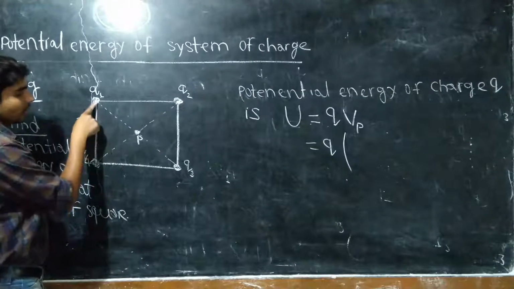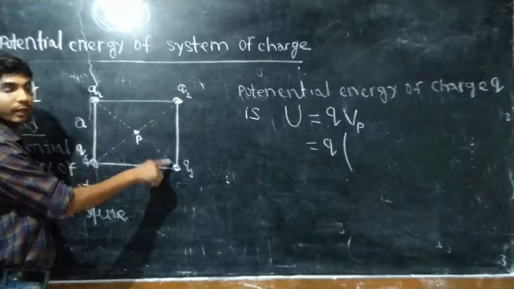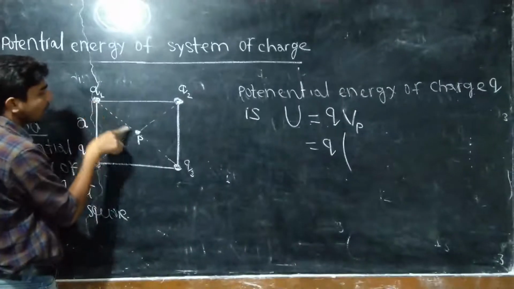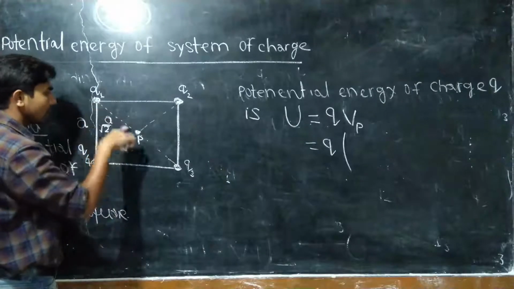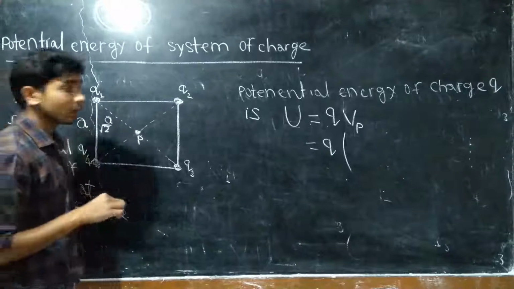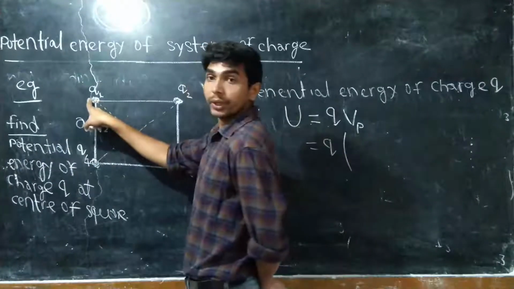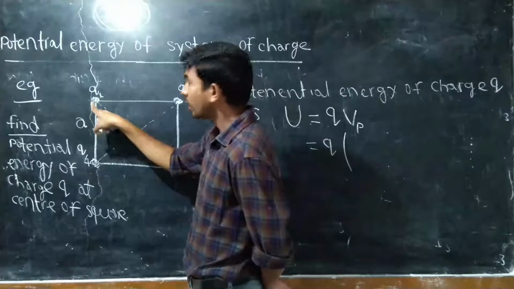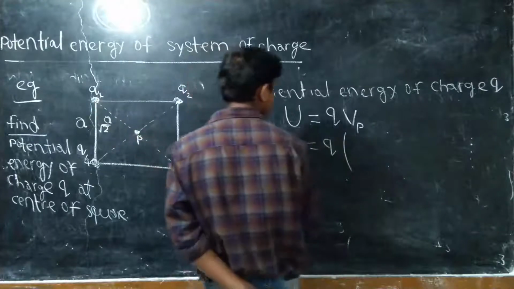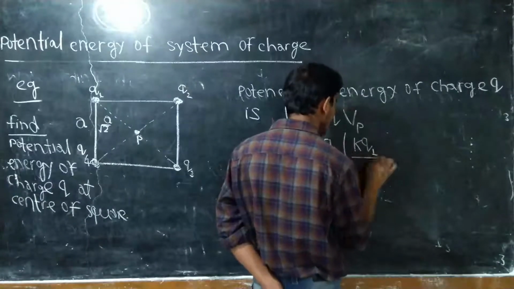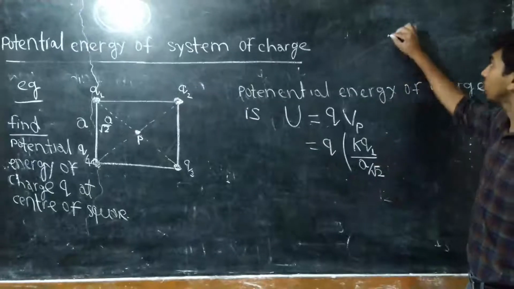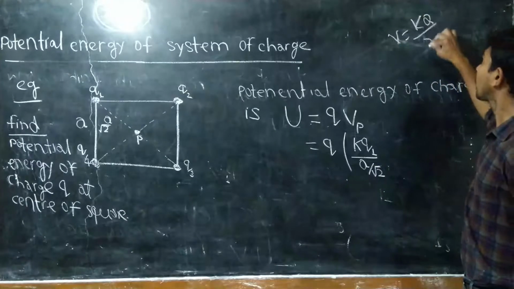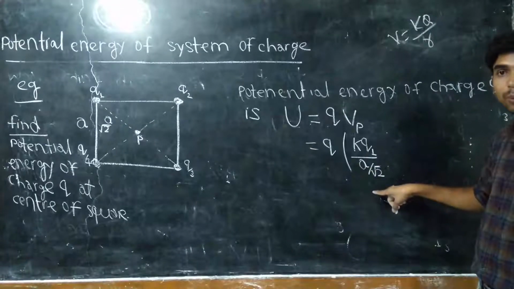And now this separation is how much? See, the total length is root 2 a, so half will be a by root 2, right? So from here to here is a by root 2. Now the potential due to Q1 at this point is kQ1 by a by root 2. You know this formula: potential is kQ by r, and r is a by root 2.